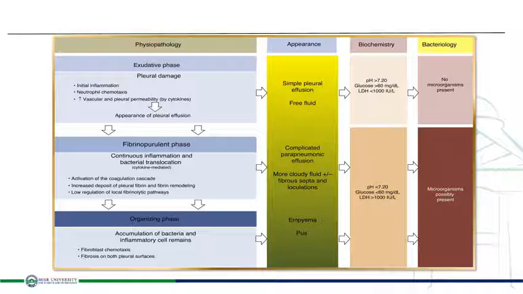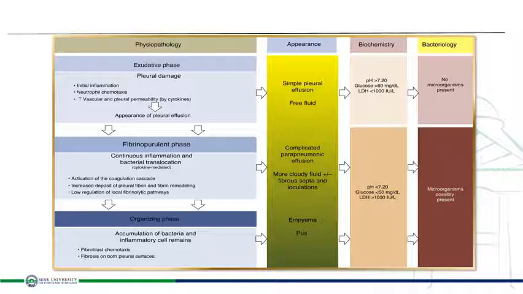Within the next 5 to 10 days, continuous inflammation and bacterial translocation lead to activation of the coagulation cascade with excess fibrin deposition and fibrin remodeling, with low activity of the local fibrinolytic pathways, leading to formation of turbid, thicker fluid within the pleural space and fibrin threads between the visceral and parietal pleurae. In this stage, the fluid usually has a pH of less than 7.2, glucose level less than 60 mg per deciliter, and LDH more than 1000 international units per liter, and usually is positive for the causative organism.